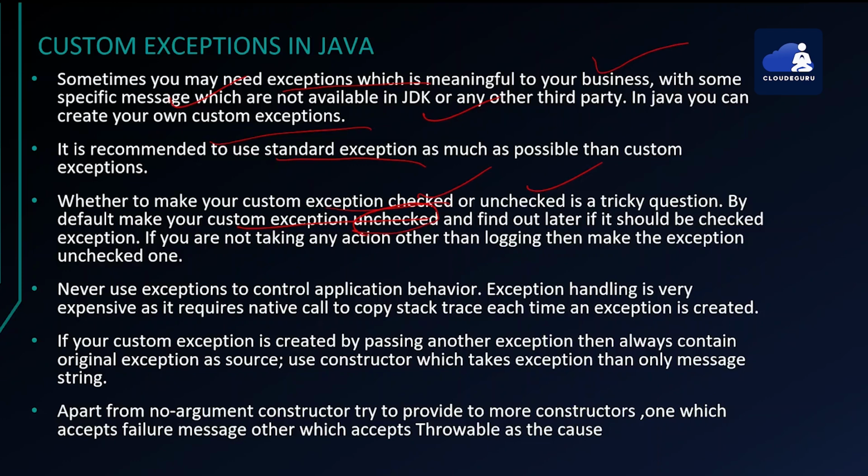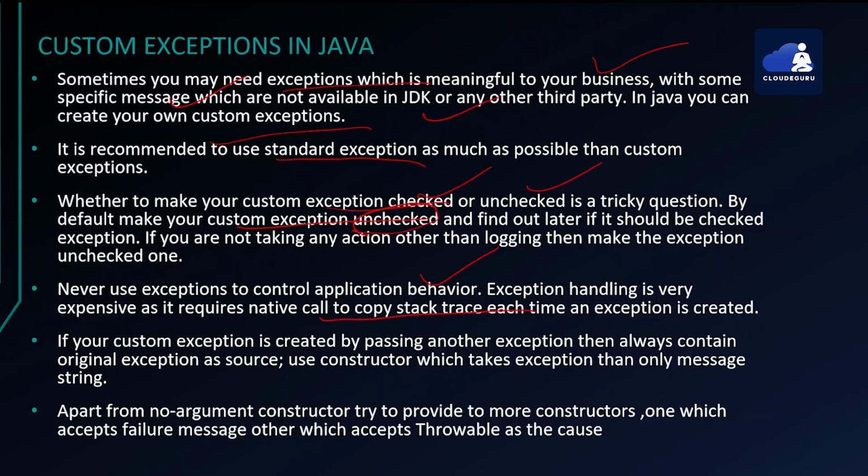Never use exceptions to control application behavior. What does it mean? Sometimes many users want to implement logic according to the output of an exception: if some exception is thrown, then I will do this. Never do that. Exception handling is very expensive because it needs to call native methods to pass the stack trace and all.